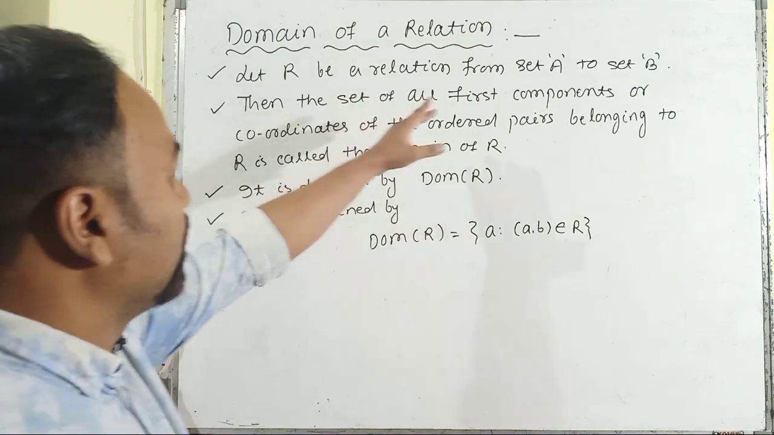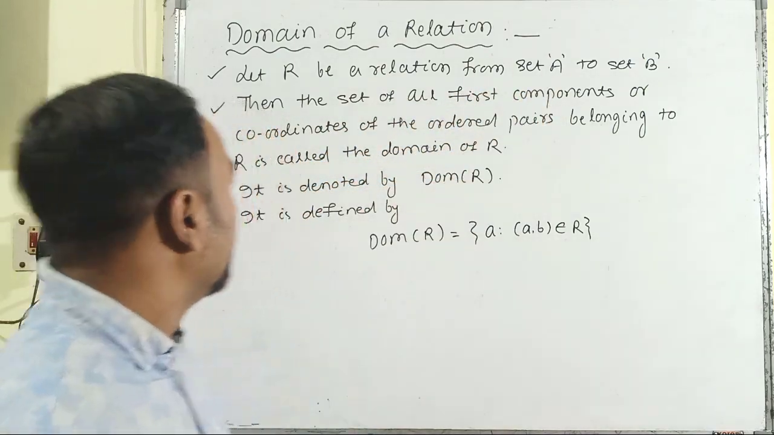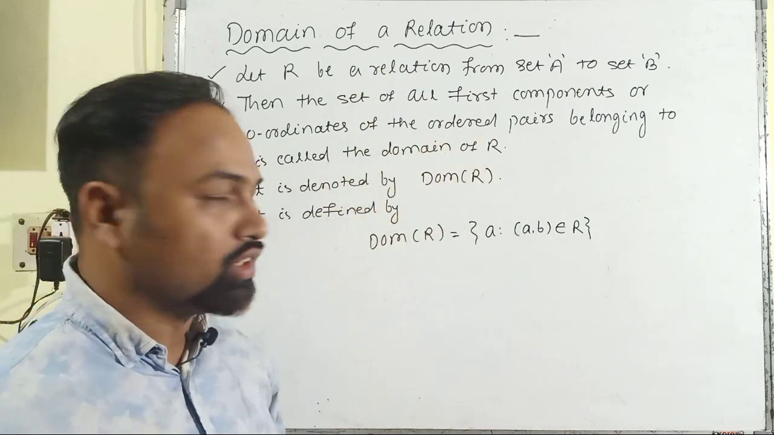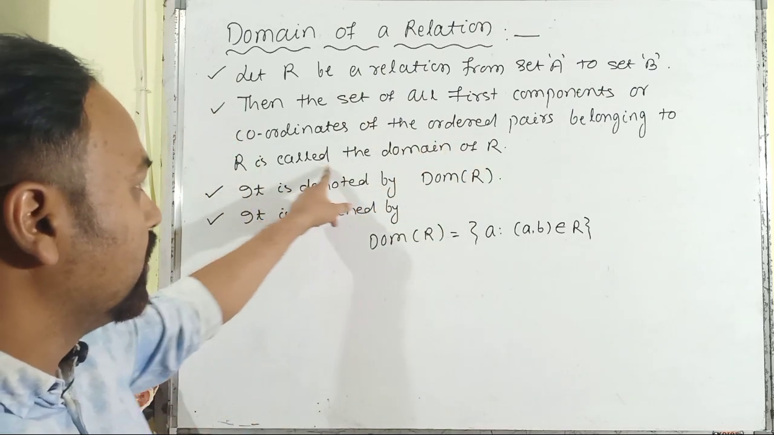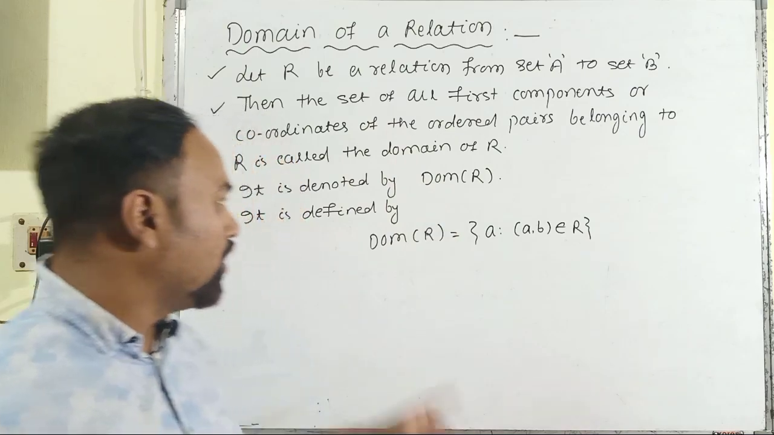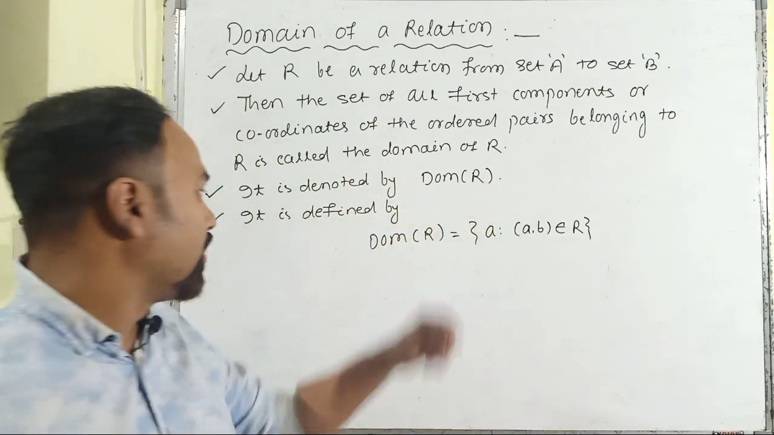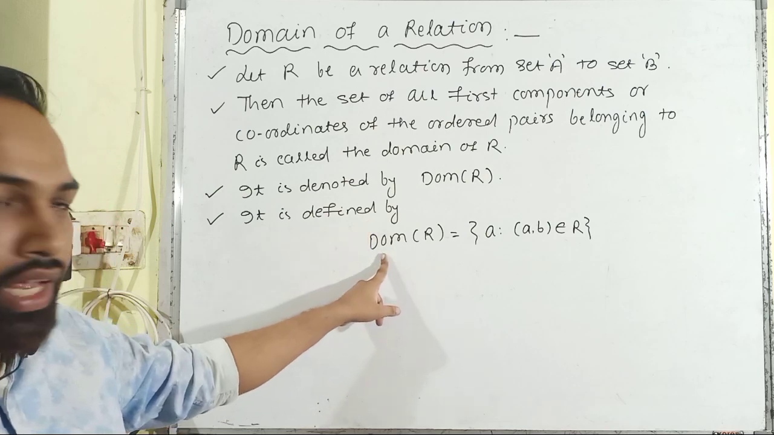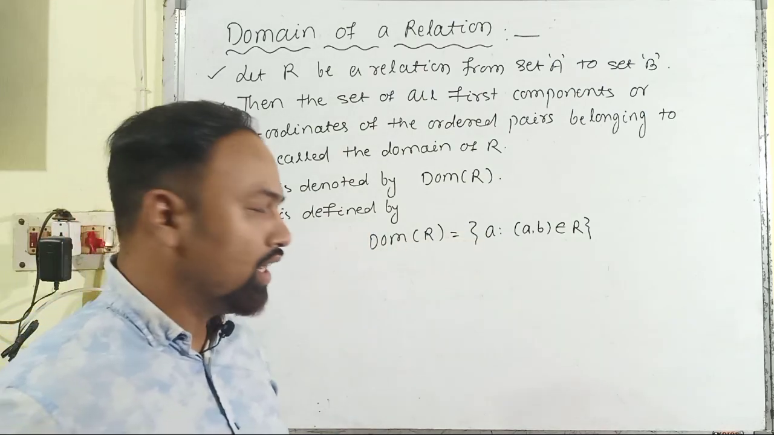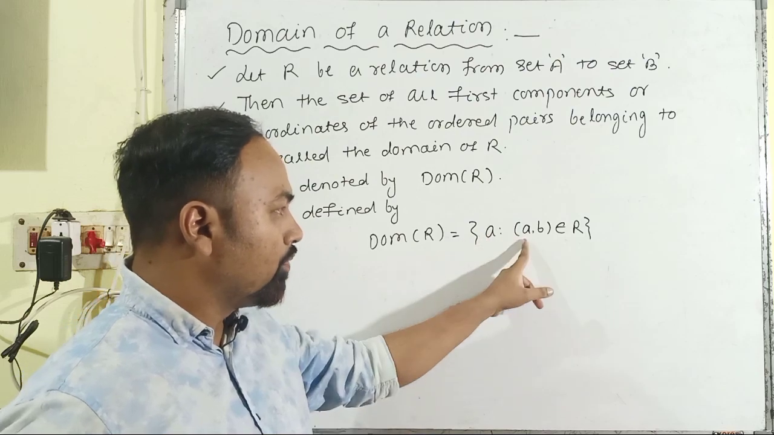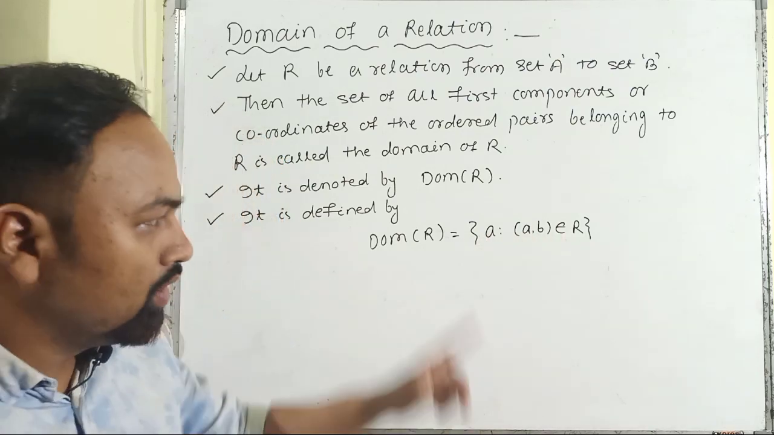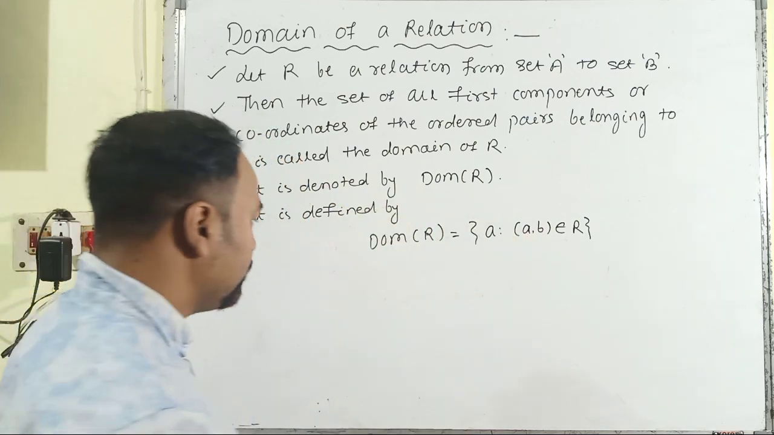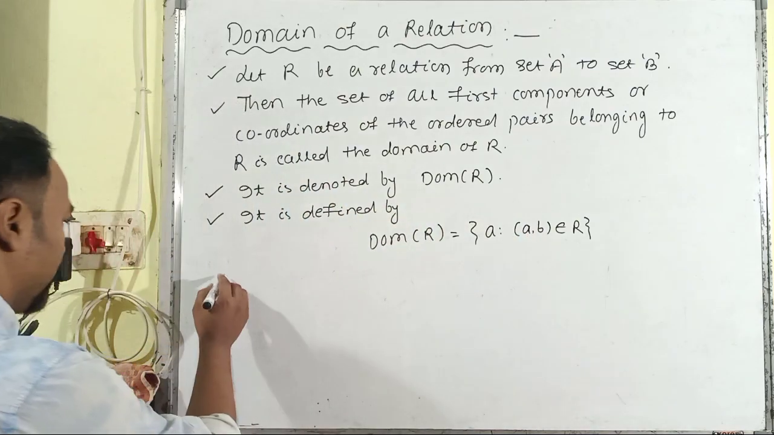Let R be a relation from the set A to the set B. Then the set of all first components or coordinates of the ordered pairs belonging to the relation R is called the domain of R. Shortly, it is denoted by dom R. In set form, dom R can be defined as the set of a such that the ordered pair (a, b) belongs to the relation R. That means from the ordered pair we just have to choose the first component. Let us take an example.